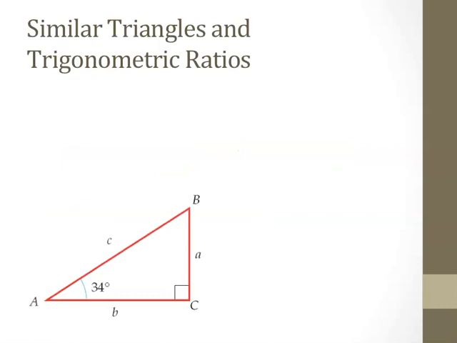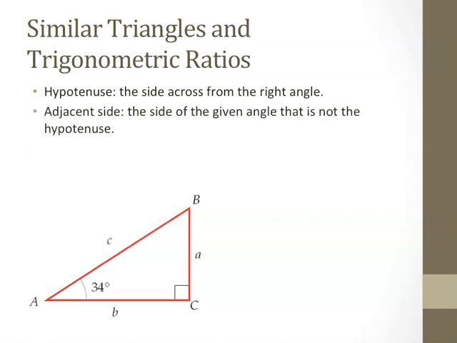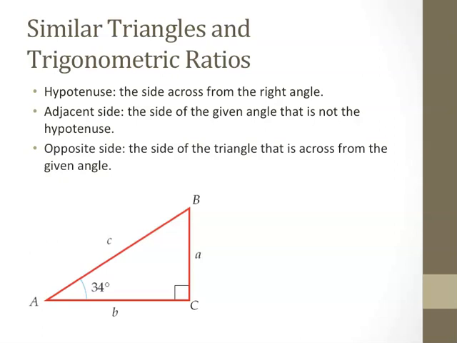So when we talk about trigonometry, with right triangle trigonometry, we're really talking about ratios in similar triangles. Because we're working with right triangles, we have the hypotenuse, which is the side that is across from the right angle. We have the adjacent side, which is the side of the given angle that is not the hypotenuse. And then we have the opposite side, which is the side of the triangle that is across from the given angle. That angle is not formed by the opposite side.